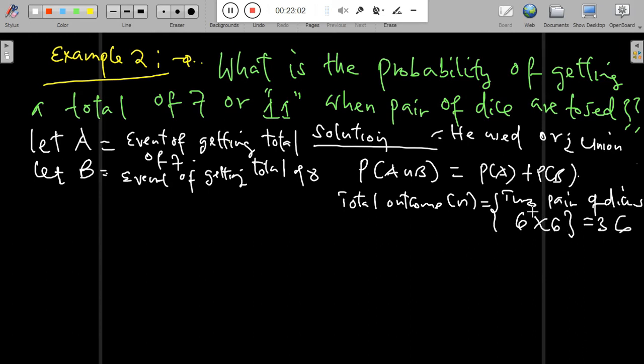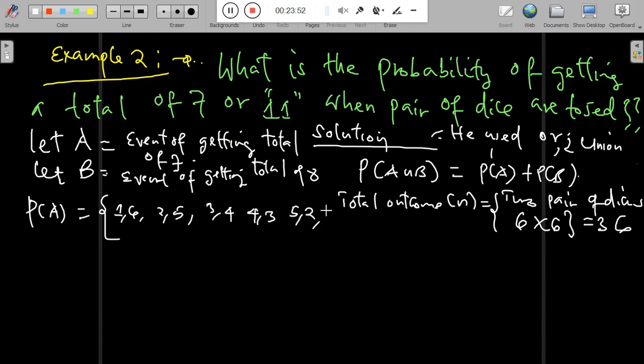So we take the probability of A, which is equal to the total number of outcomes. I told you earlier they are 36, since there are two dice tossed. So when we find the probability of A, we count the number of events of getting a total of 7, whereby we observe the outcomes 1,6; 2,5; 3,4; 4,3; 5,2; and 6,1.